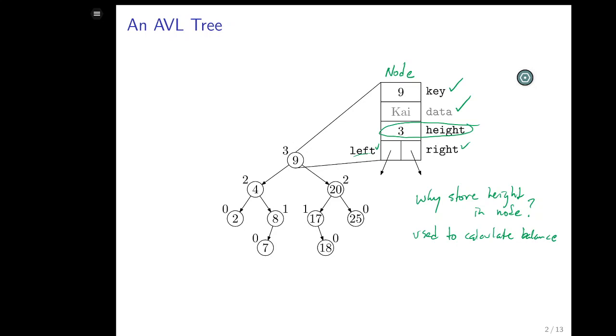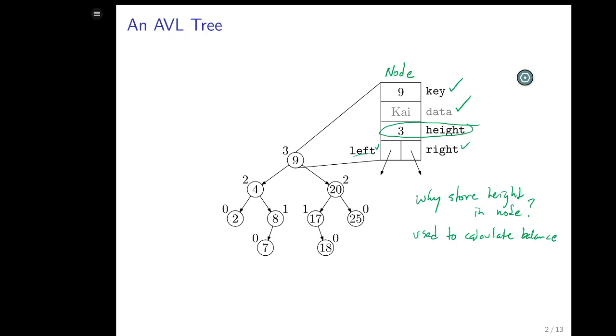Yeah. It's less efficient that way. If I have to recalculate it, what's the running time to recalculate the height of my child in an AVL tree? What's the cost to calculate the height of a child in an AVL tree in the worst case? Anybody?